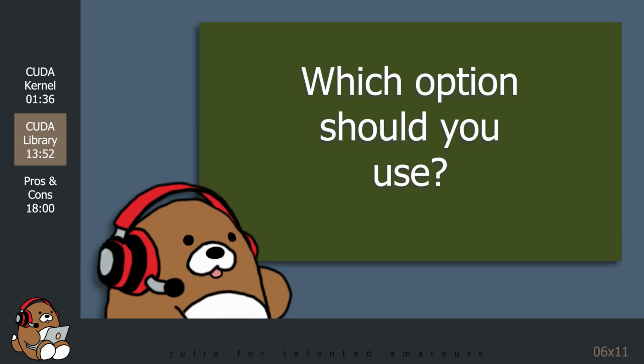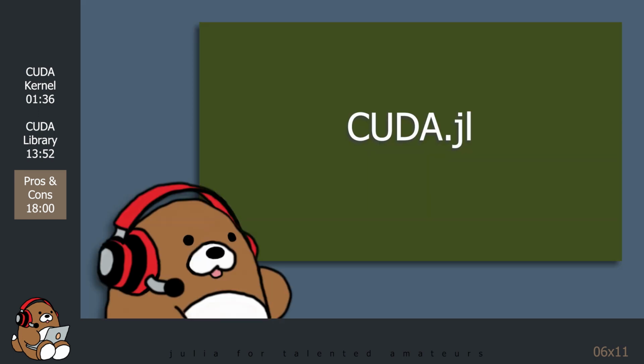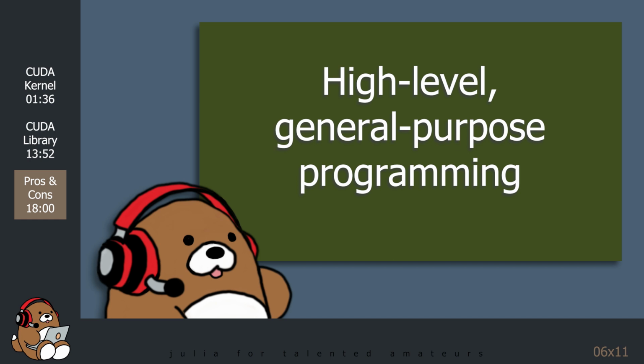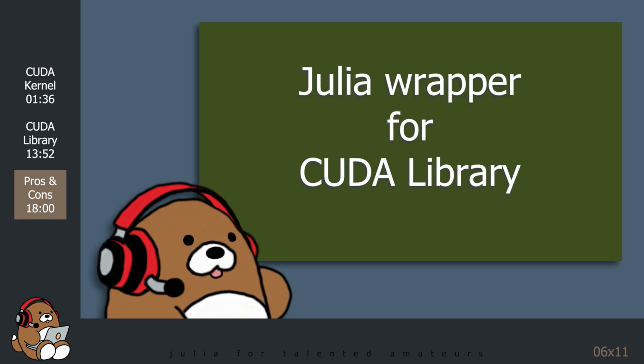That's a lot to think about, so let's recap the 3 different ways that we use the CUDA.jl package to calculate SAXPY on the GPU. And then, let's go through some of the pros and cons of each option. During our exploration of the CUDA.jl package, we learned that there are at least 3 different ways that we can use it. 1, we can use it just like any Julia package along with our Julia code for high-level, general-purpose programming. Or 2, we can write our own low-level custom CUDA kernels. Or 3, we can use the Julia wrappers for the built-in CUDA libraries.